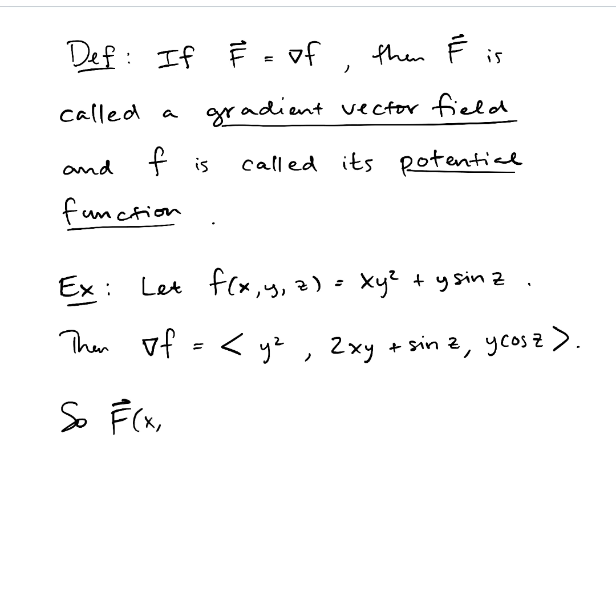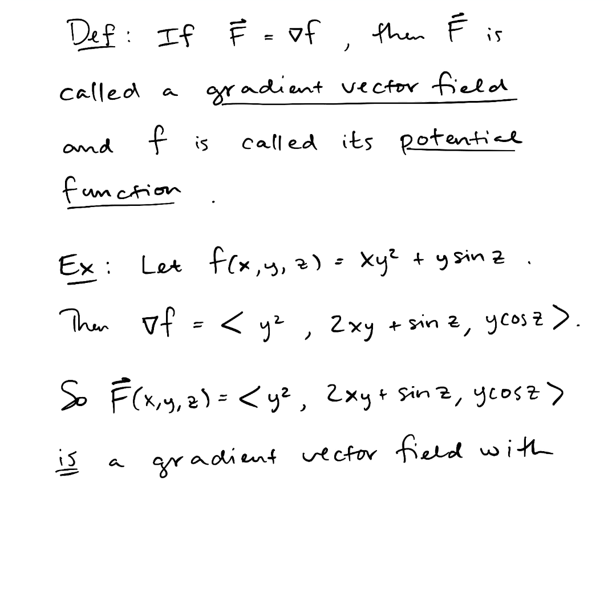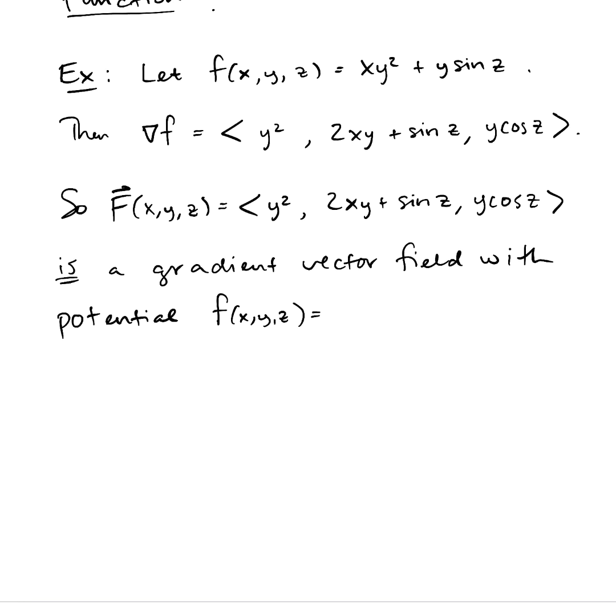Okay. So big F, defined on 3D space by y squared, 2xy plus sine z, y cos z, is a gradient vector field with potential function little f of xyz equals, what was it? xy squared plus y sine z. Fantastic. So if someone hands us a function little f, we can just find its gradient, and then we will have in our hands a gradient vector field, and we'll know the potential function because it's the function we started with. Okay, that's great.